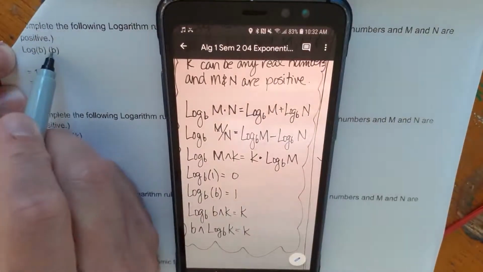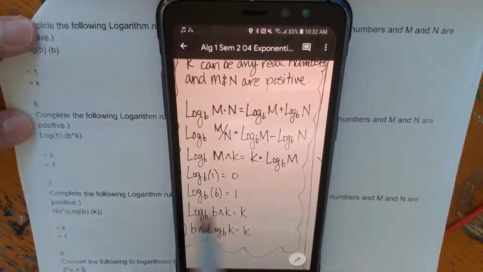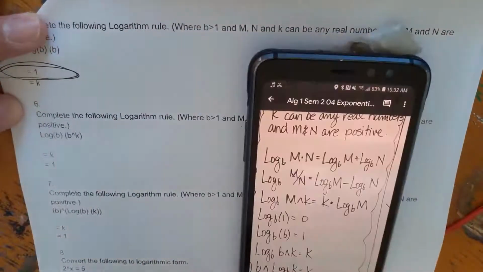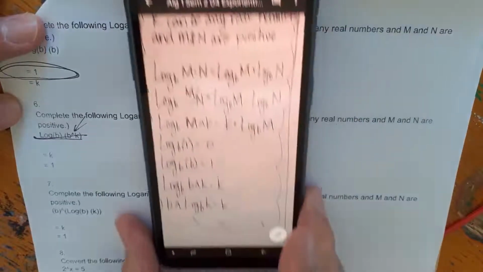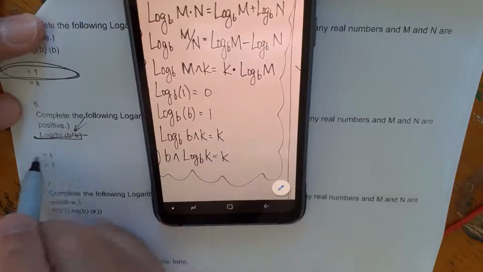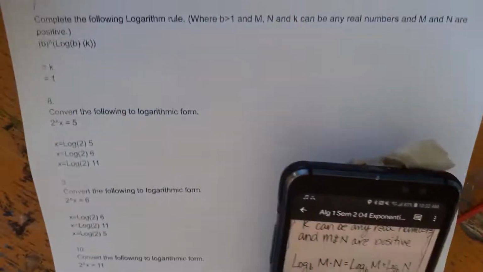So this is log base b of b, and that is equal to 1. So we're going to mark that one. This is log base b of b to the k right here. So we're looking at log base b of b to the k is equal to k. Some properties there that we're rolling through.